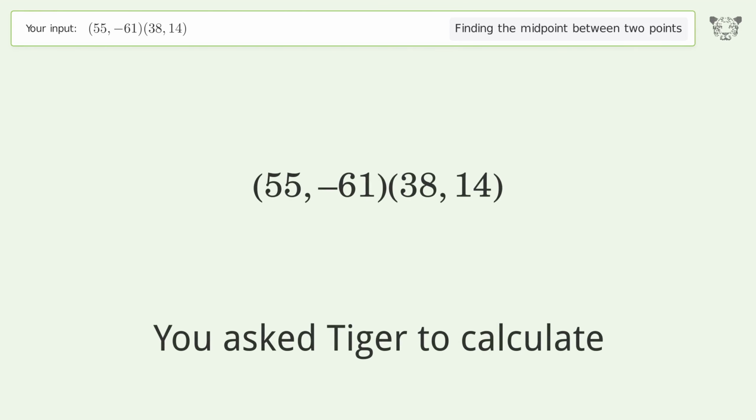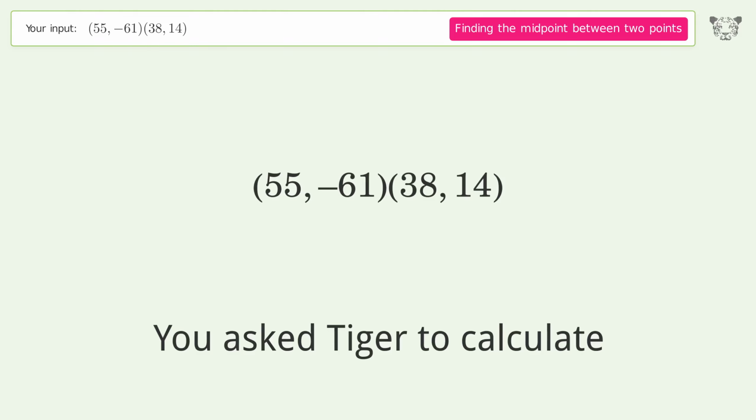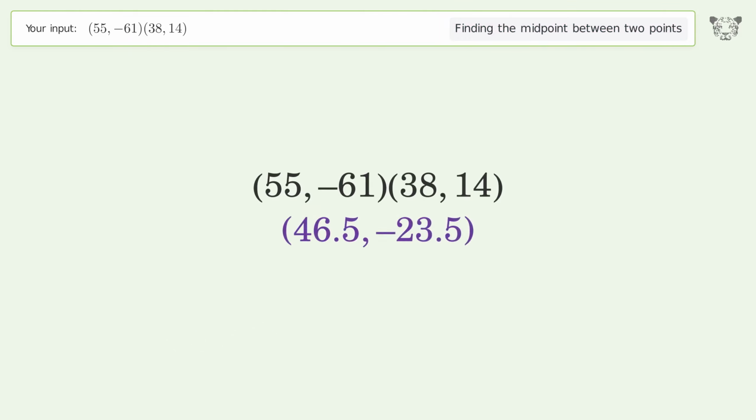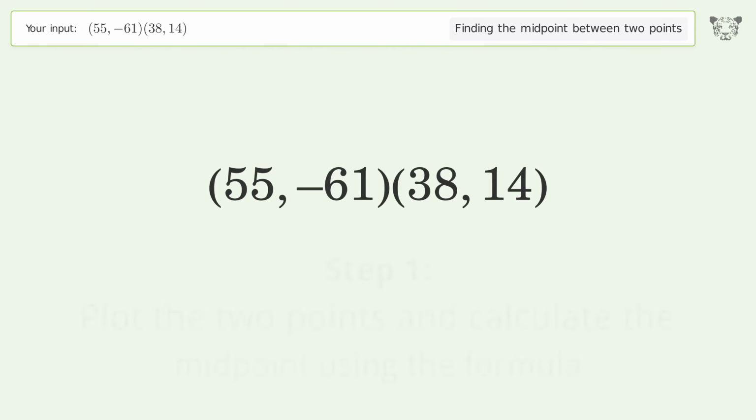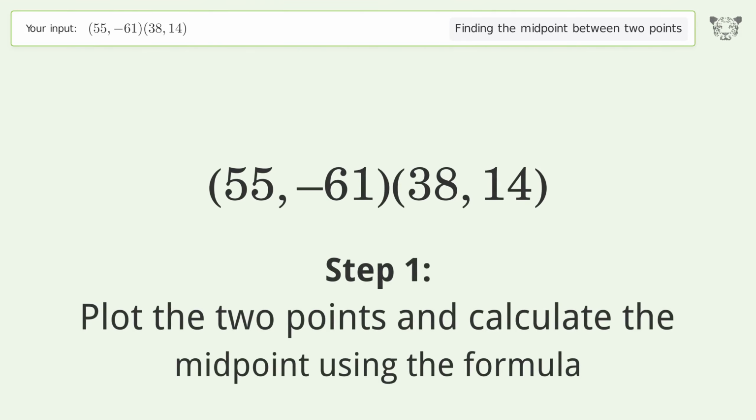You ask Tiger to calculate. This deals with finding the midpoint between 2 points. The midpoint between the 2 points is 46.5, negative 23.5. Let's solve it step by step. Plot the 2 points and calculate the midpoint using the formula.